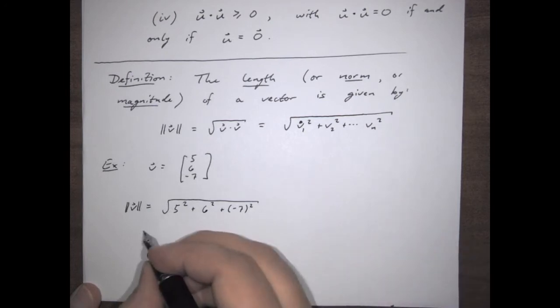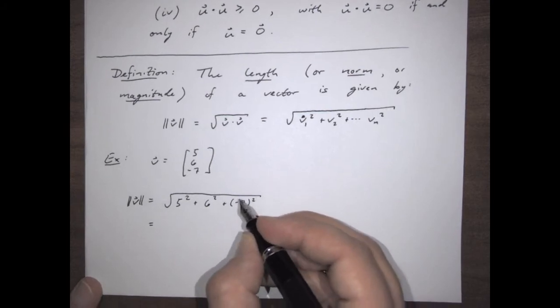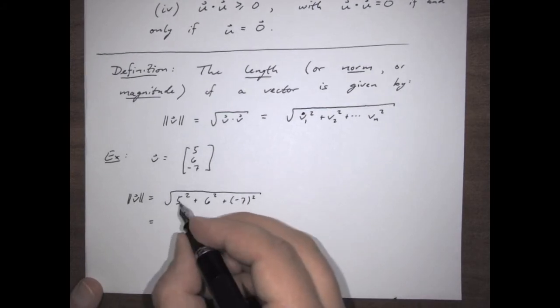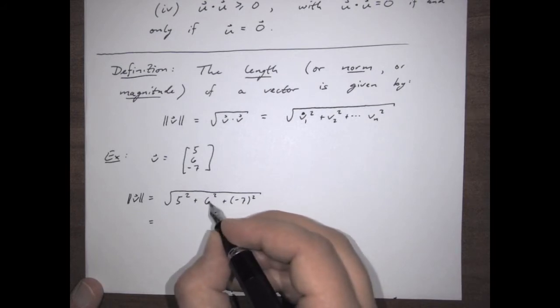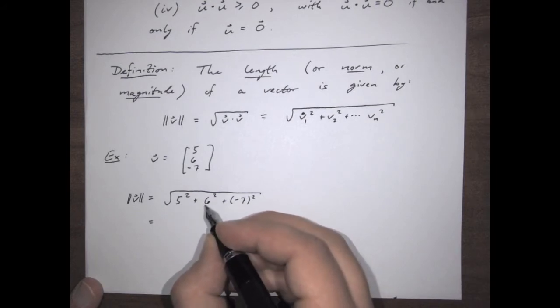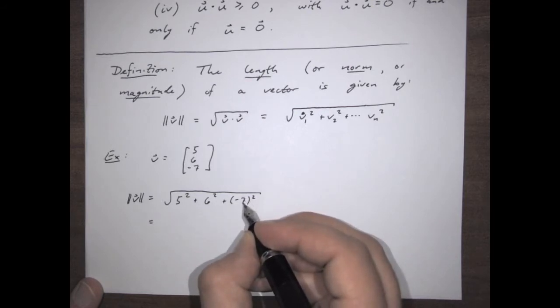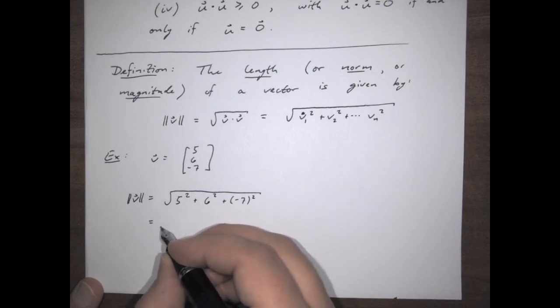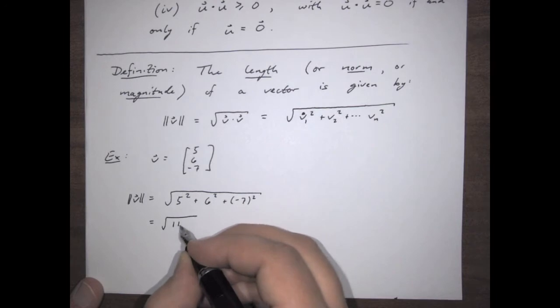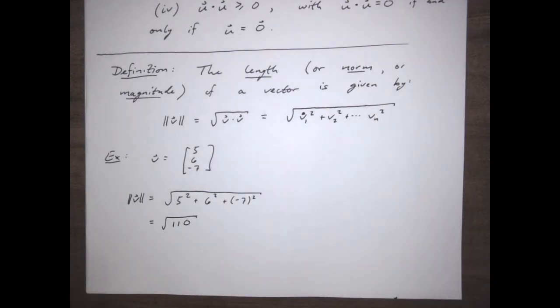And don't forget, this is the whole number squared, so the negative will get canceled away. So what we're going to have is 25 plus 36, so that's 61, plus 49 is equal to 110, so square root of 110. And you can do these things also in a calculator. You don't need to be a hero here.